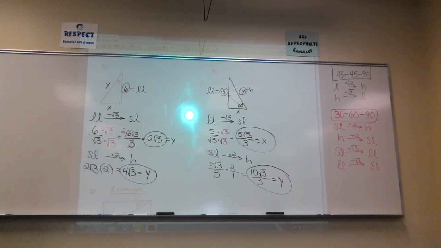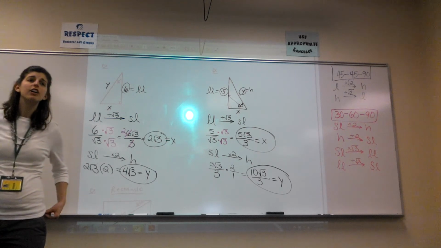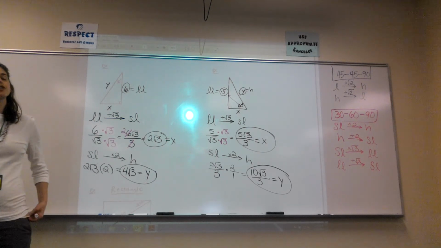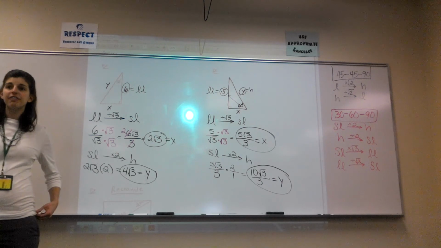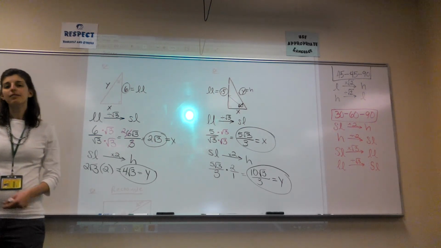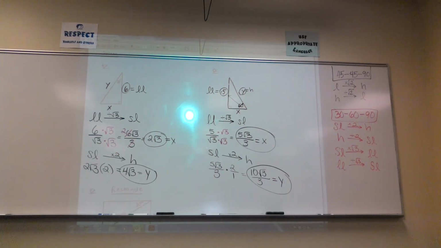So it's a little more difficult when you're given the long leg because you're going to start involving a square root of 3 in the denominator that you have to fix. Okay? Any questions on those?